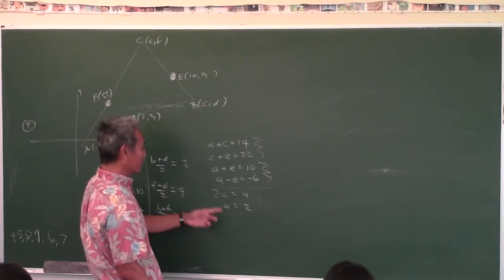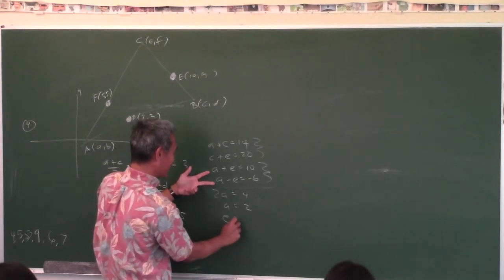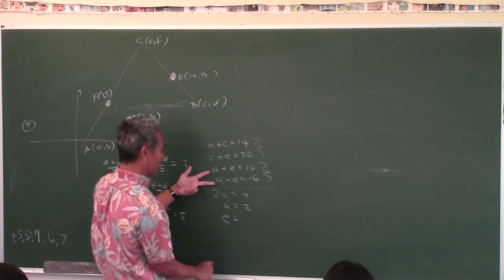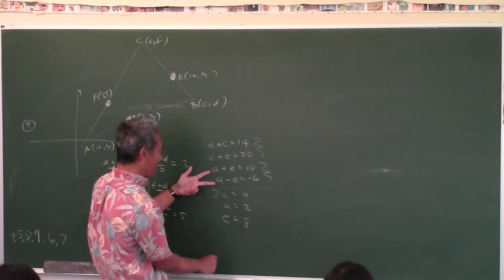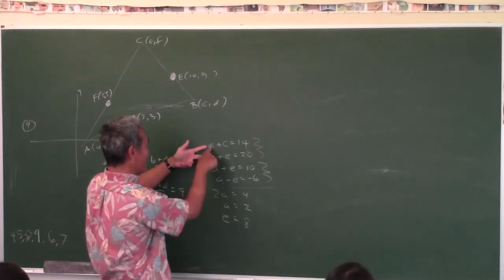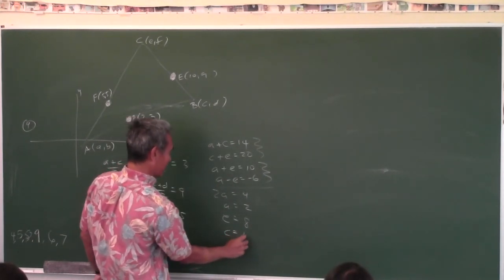Once you get A equals 2, plug it back into one of these, and you get E equals something. And then once you got this, go back to here. So if A is 2, what does C have to be? 12. There you go. Boom.